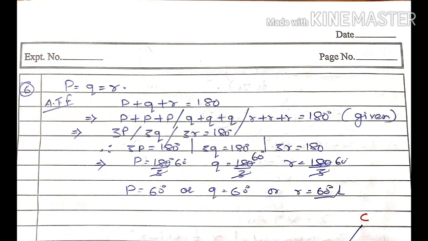So P plus P plus P. Why? In place of Q we can write P. In place of R we can write P. Why? Because it is given that all three are equal. Similarly you can write Q plus Q plus Q or R plus R plus R, any one. So all three I have written here to make you understand. So 3P or 3Q or 3R is equal to 180 degree. Therefore P is equal to Q is equal to R is equal to 60 degree. Okay, the values are same. Without solving you can tell if all the three angles are same and total angle is 180 degree, what is the value of each. Okay, this is very simple for you.